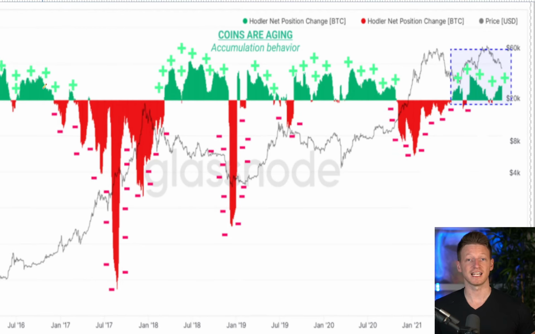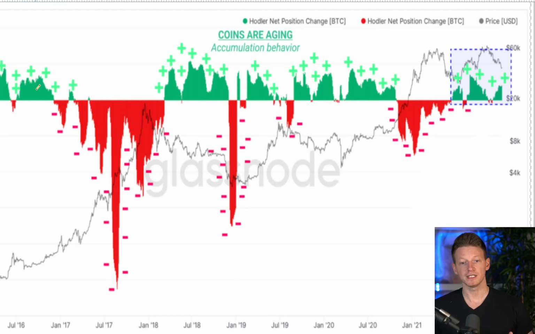Okay, guys, so this is the last thing I want to show you. This is the net hodler position change. And this says if we're in the green, the number of coin days being accrued, so all of the Bitcoin held in wallets and the number of coin days they are accruing, it outweighs the number being destroyed. And it's a rolling 30-day average.